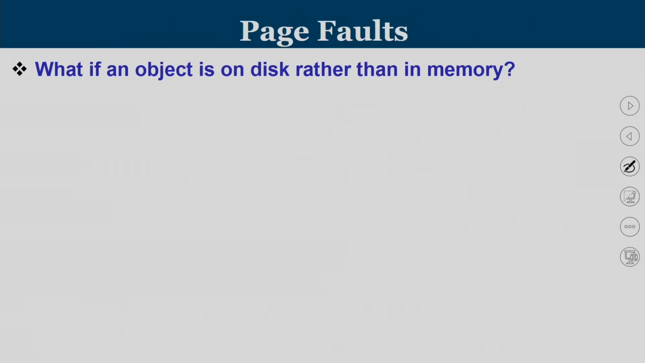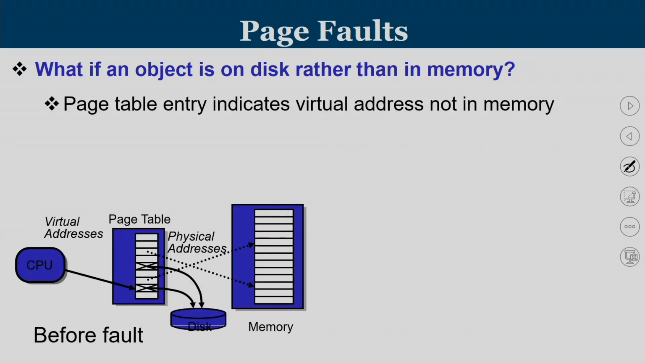Now consider the case: what if an object is on the disk rather than in the main memory? Sometimes we have a scenario where, when you access an object for the very first time, it may not be available inside your main memory. That particular object, that program or data, whatever it is, may be available on the disk. We will deal with a scenario like that.